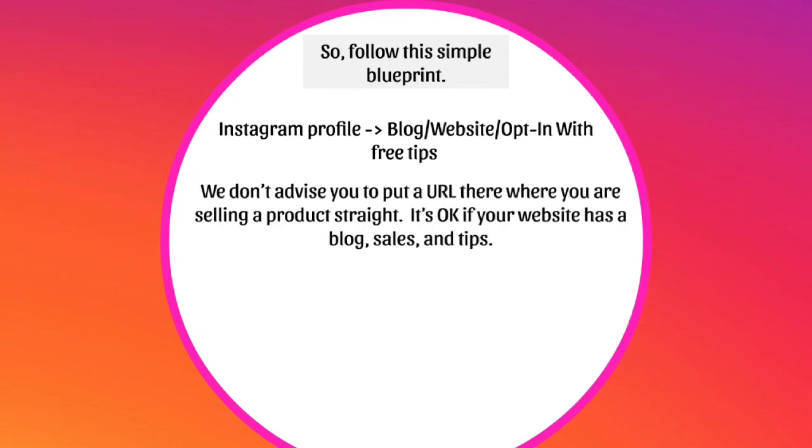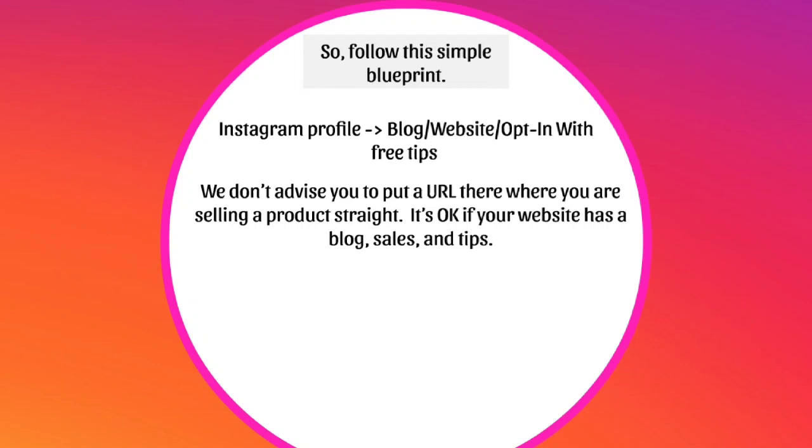So we don't advise you to put a URL there where you're selling a product straight. It's actually better if that link goes to your blog or a content piece with tips. Maybe tips on scuba diving, the top 10 things you shouldn't do as a newbie scuba diver, or the top 10 gears that I use. You're telling them the gears that you use, and maybe you link them to affiliate links like Amazon affiliate links. So you're indirectly making money by providing free content. That's another method of indirect selling.